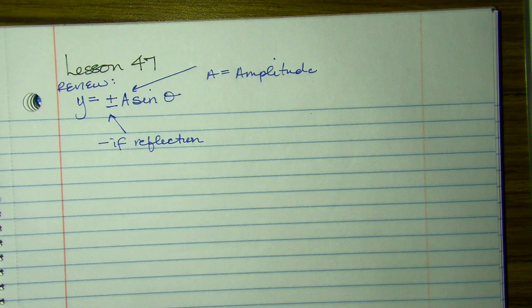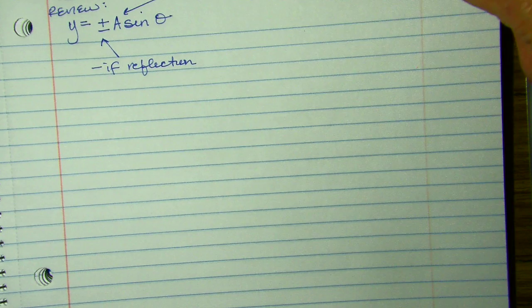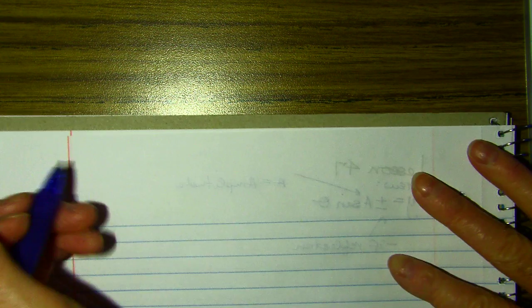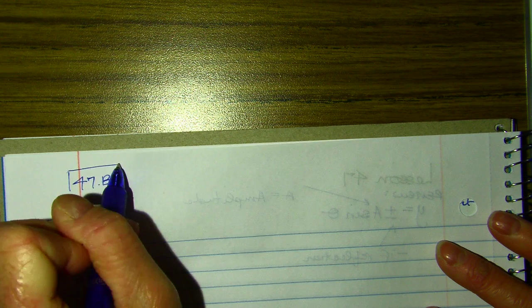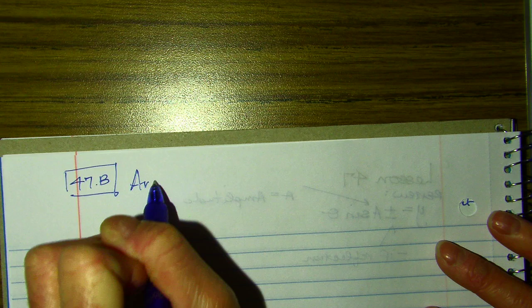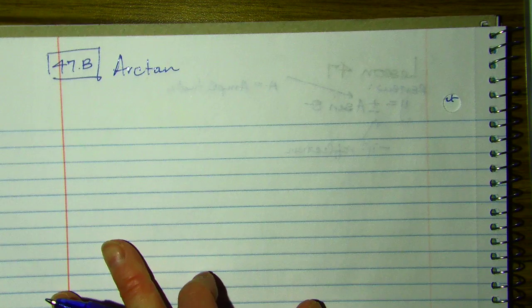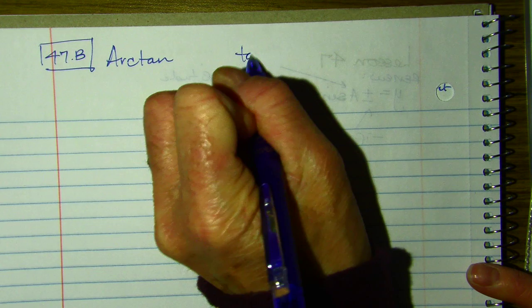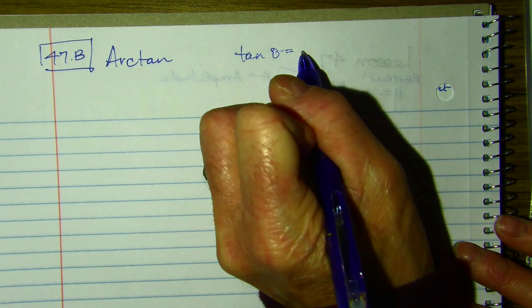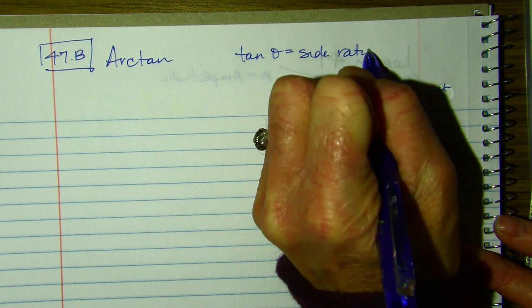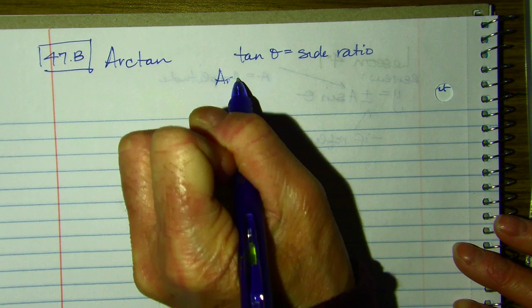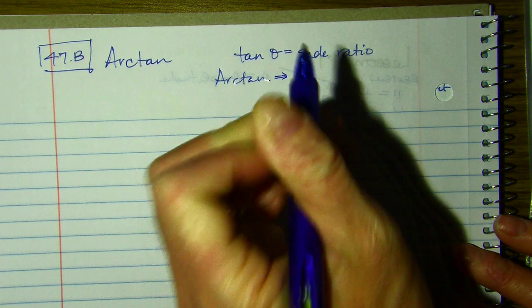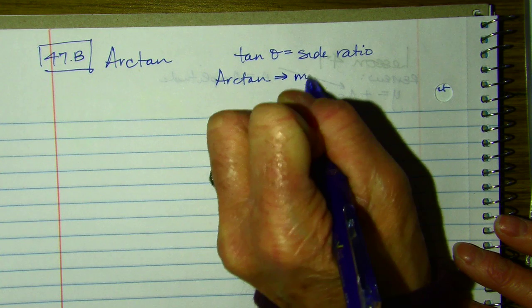Okay, so that is 47.A. I'm now going to jump into 47.B, and I'm just going to write on the back. 47.B is on the arc tangent. So let's go over. Remember, tangent of theta is your side ratio. Arctan, you're looking for the missing angle.